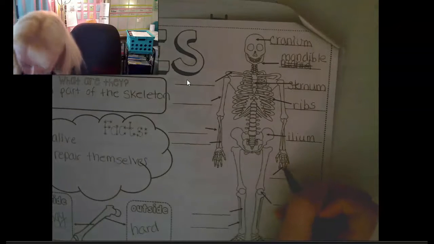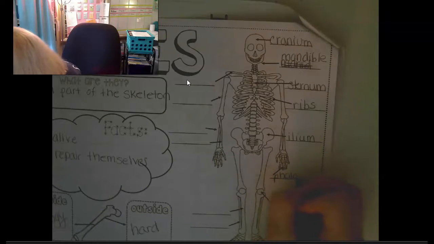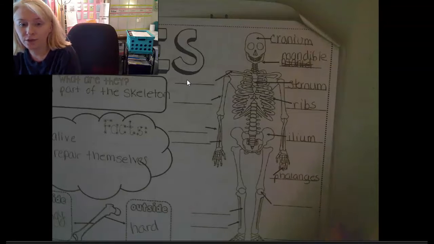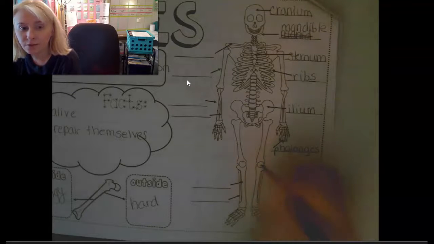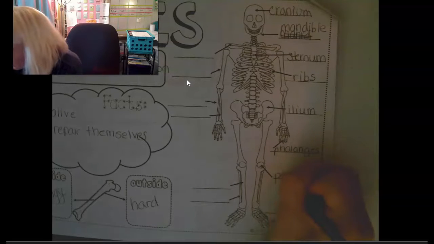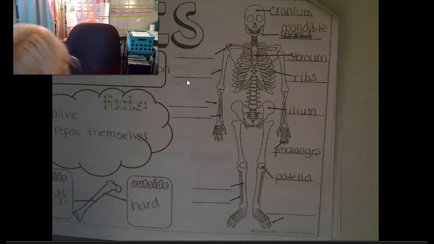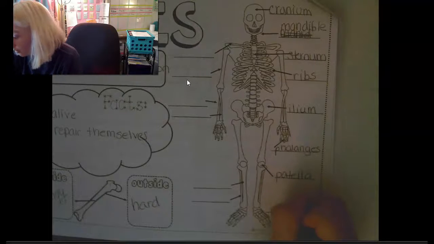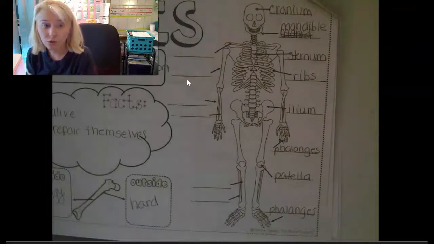All right, this one's pointing here. These would be our fingers. Bones in our fingers, our phalanges. This one is pointing right into the center of where our knee is. That is the patella. These down here are also called phalanges. So these would be toes, toe bones.